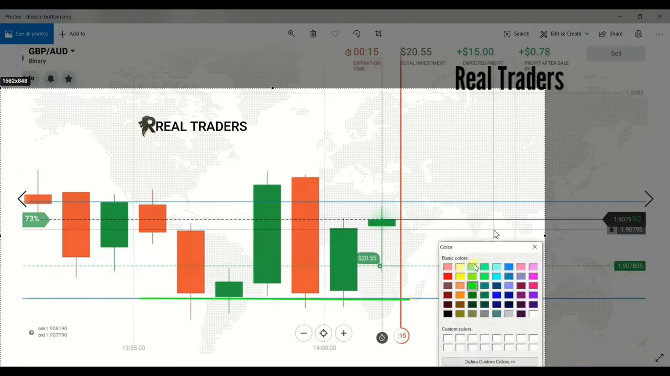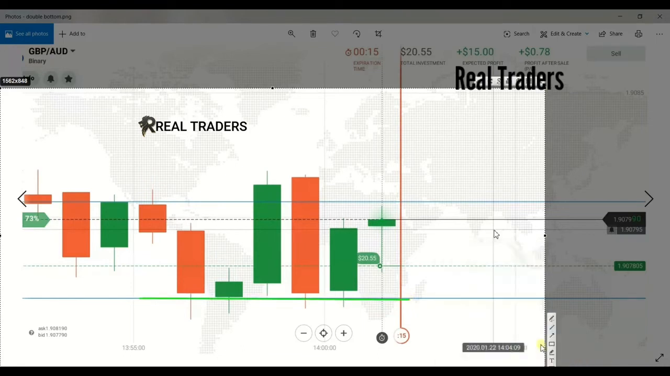This is our support level. Let me turn it to red. This is our support level. You can see here the market goes down, hits the support level, and goes up. Again it goes down, and again we are seeing a strong and good bullish candle.